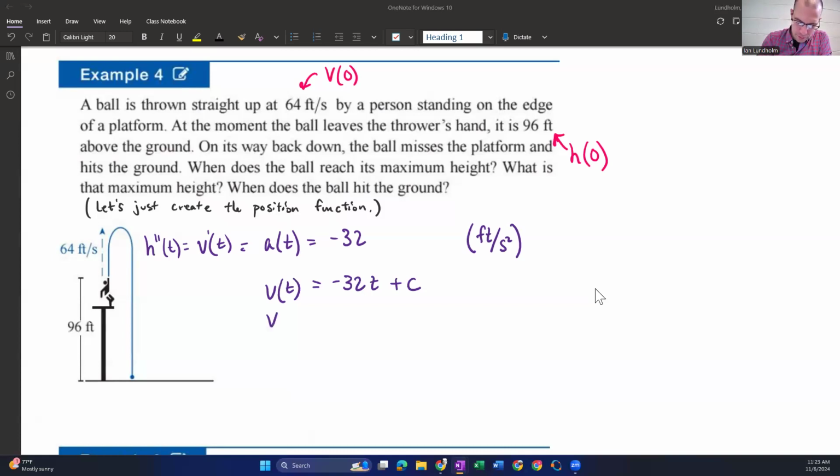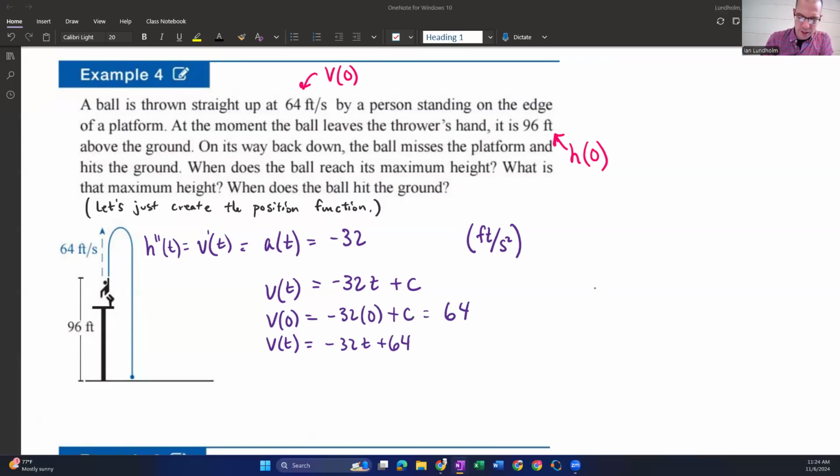If we go v of 0, that means we get negative 32 times 0 plus c. So v of 0 is just c, and c is just 64. So v of t being negative 32t plus 64 is a good way to go for the particular antiderivative that we're working for in this case.